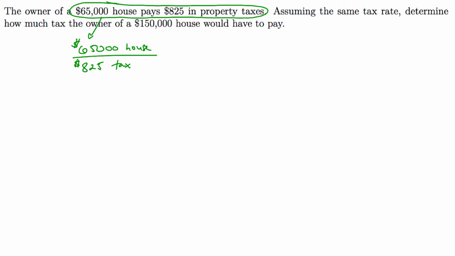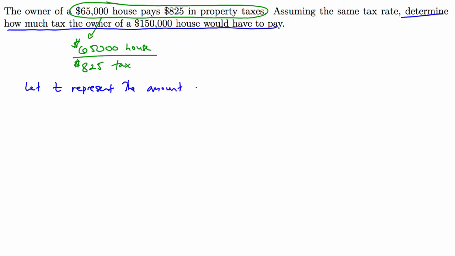Again, reading through the problem one more time, we can identify that the question we're trying to answer is to determine how much tax the owner of a $150,000 house would have to pay. That will be what the variable needs to represent. So we will define the variable t to represent the amount of tax the owner of a $150,000 house would have to pay. We are going to specify that this tax value will be measured in dollars.